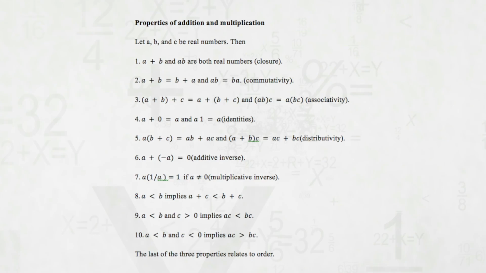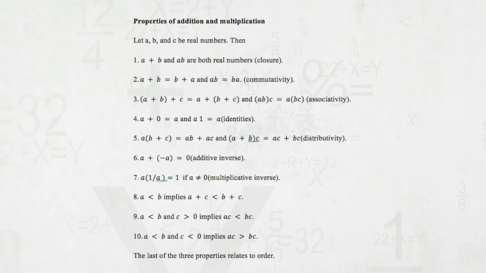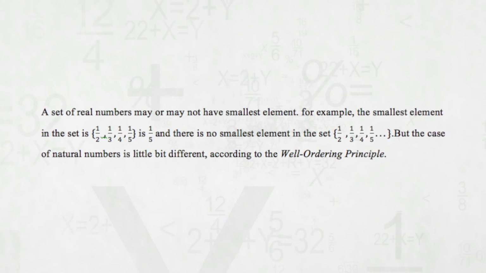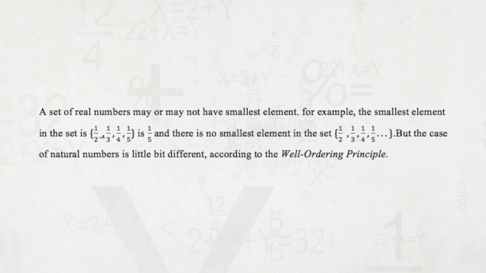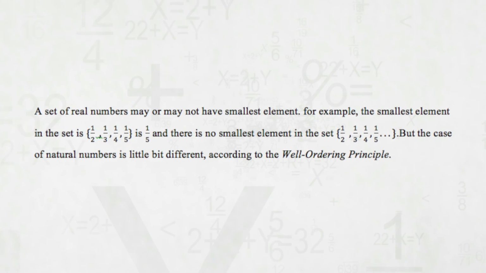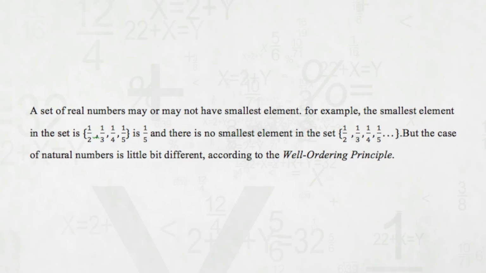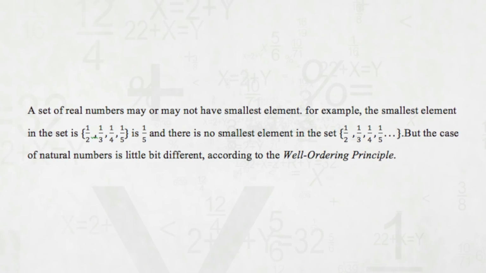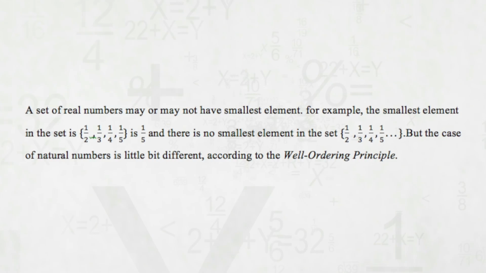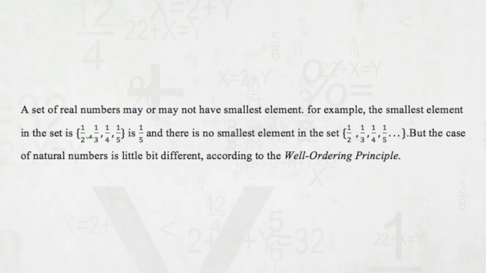Next property is when a is less than b and c is less than 0, that implies ac is greater than bc. The last of the three properties relates to order. A set of real numbers may or may not have a smallest element. For example, the smallest element in the set 1/2, 1/3, 1/4, 1/5 is 1/5, and there is no smallest element in the set 1/2, 1/3, 1/4, 1/5, and so on, as the elements go on.